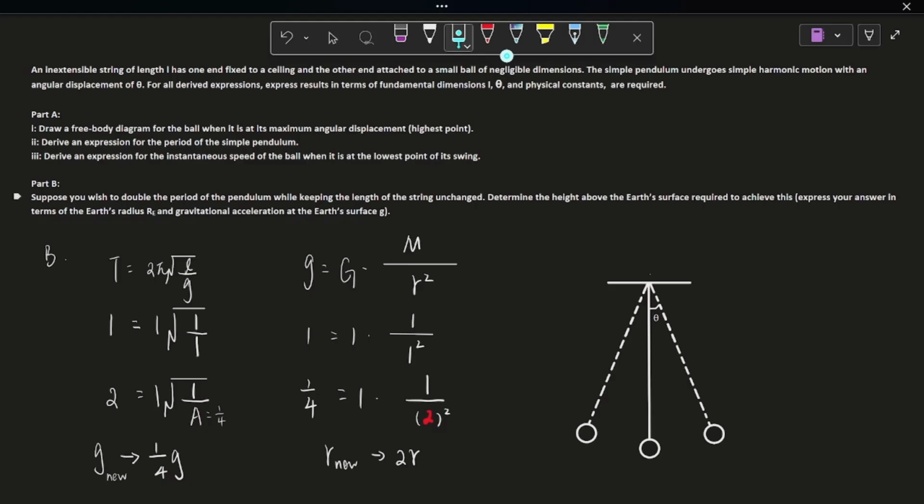However, in the question, it is asking you the height above the Earth's surface. So we're supposed to use the actual distance from the center of mass minus the original distance from the center of mass, which is 2r minus r, which will be r, just distance r above the surface, or the radius of the Earth. So it is the length of the radius of the Earth above the surface.